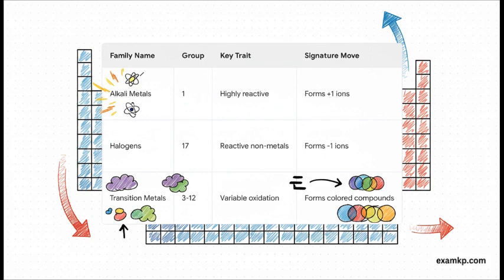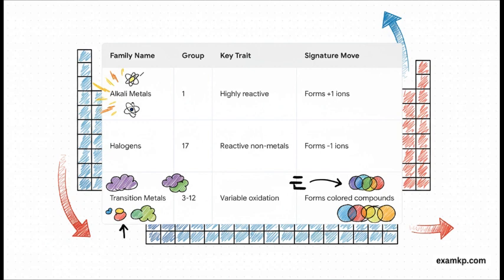Then all the way over on the other side, you have the halogens in group 17. They're just one electron away from having a full shell, which makes them super aggressive about taking an electron from someone else. And the transition metals in the middle, they are famous for making these gorgeous, colorful compounds, like that vibrant blue color of copper sulfate in water.